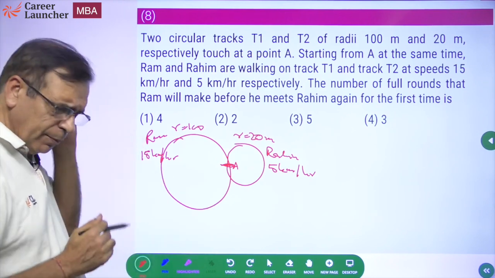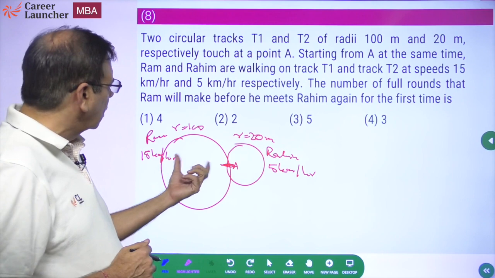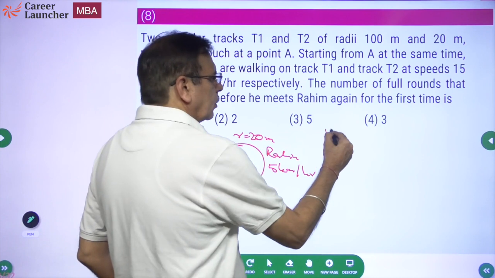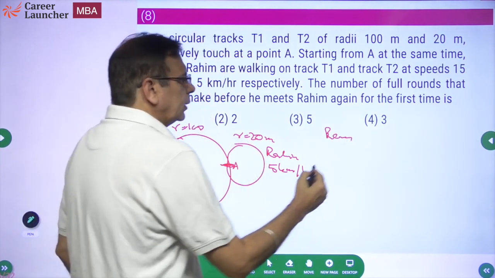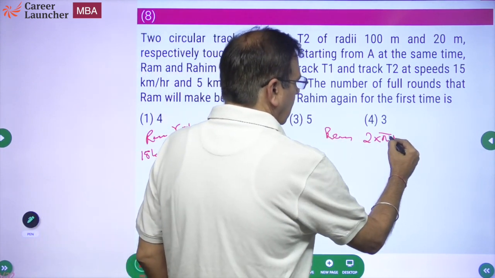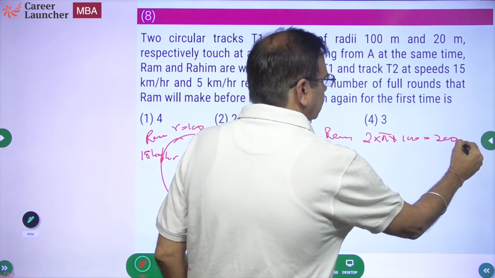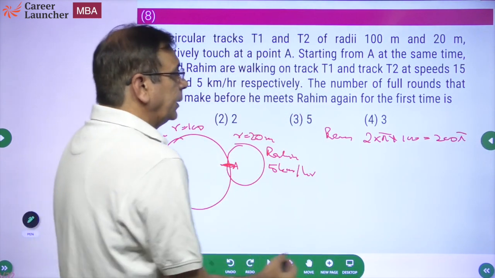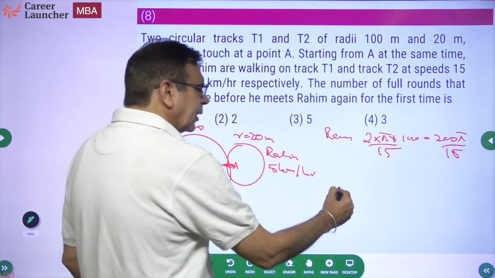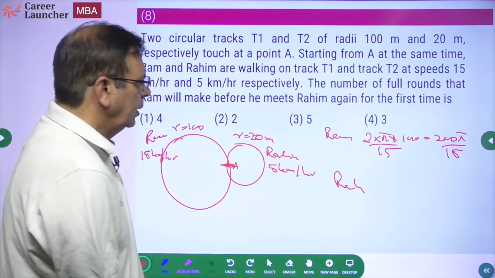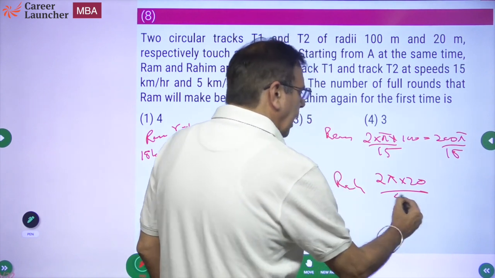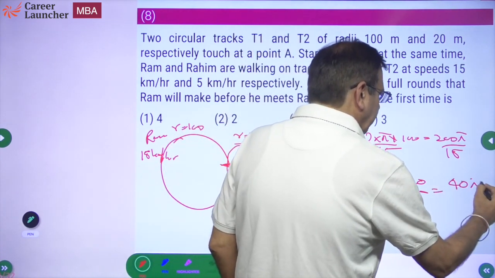क्या कहते हैं हम लोग इसके? Most of the time you will say, okay, what is the circumference of the track is 2 pi r. So as far as the bigger circle is concerned for Ram, the circumference is 2 into pi into 100, which is 200 pi. He has a speed of 15 kilometers per hour, so the time taken will be this much, right? Similarly for Rahim, you will say the distance is 2 pi into 20 and the speed is 5, so it is going to be 40 pi by 5.